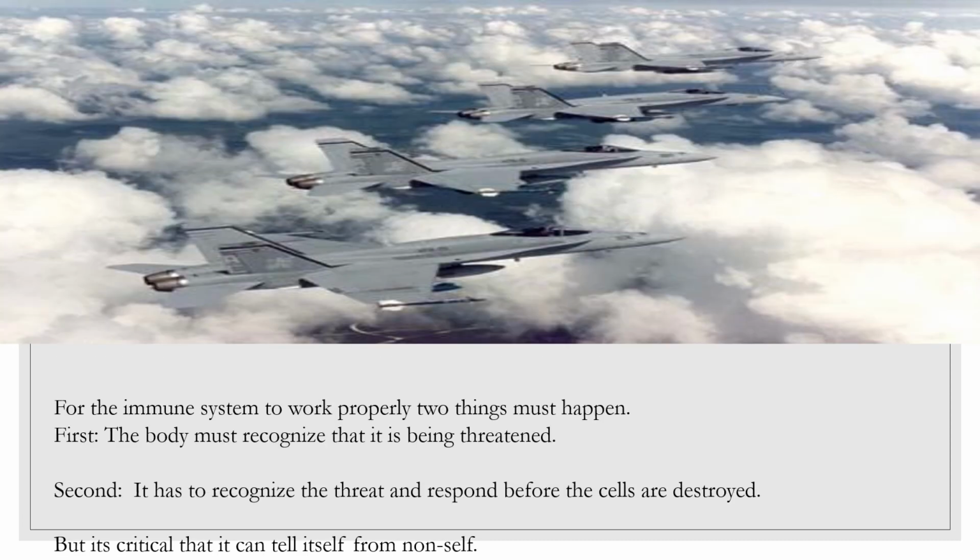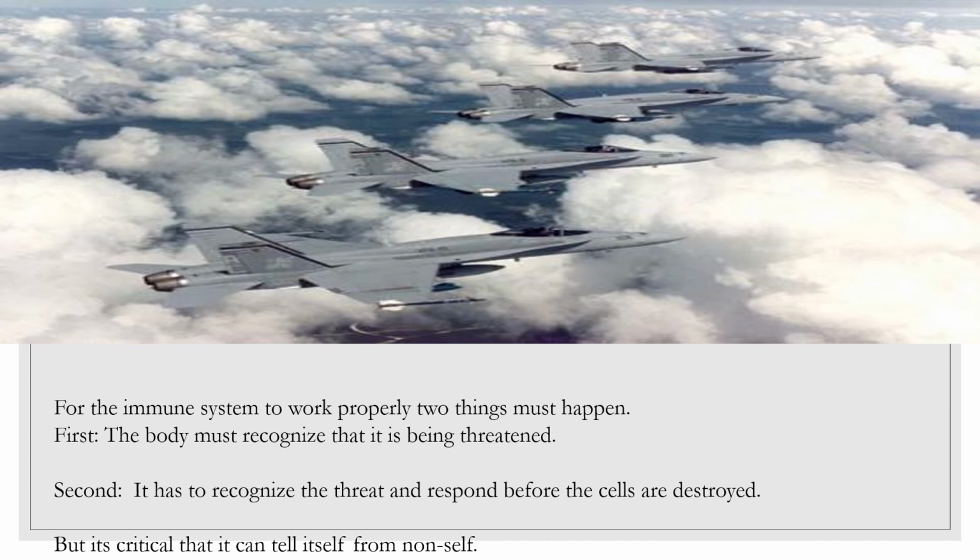So when you look at this picture, you see those nice looking planes up above there, or jets. Those are all in harmony there, flying together, looking awesome, right? And our body has to have two things happen for the immune system to respond. First, the body's got to recognize that it's being threatened. And then second, it has to recognize the threat and respond before the cells are destroyed. So it has to recognize that.